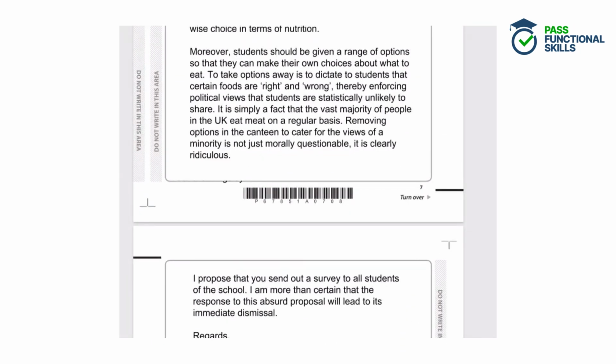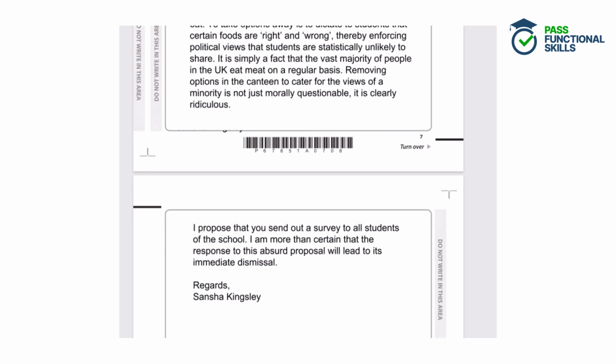Moreover, students should be given a range of options so that they can make their own choices about what to eat. To take options away is to dictate to students that certain foods are right and wrong, thereby enforcing political views that students are statistically unlikely to share. It is simply a fact that the vast majority of people in the UK eat meat on a regular basis. Removing options in the canteen to cater for the views of a minority is not just morally questionable, it is clearly ridiculous. I propose that you send out a survey to all students of the school. I am more than certain that the response to this absurd proposal will lead to its immediate dismissal. Regards, Sansha Kingsley.